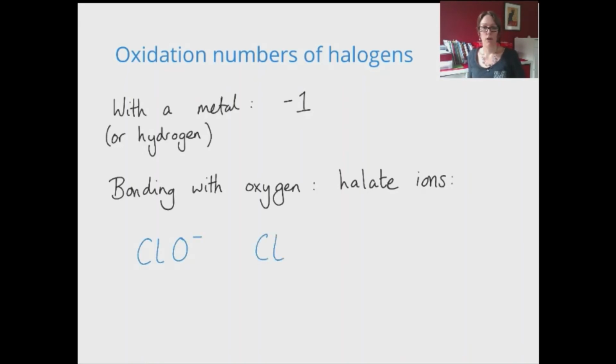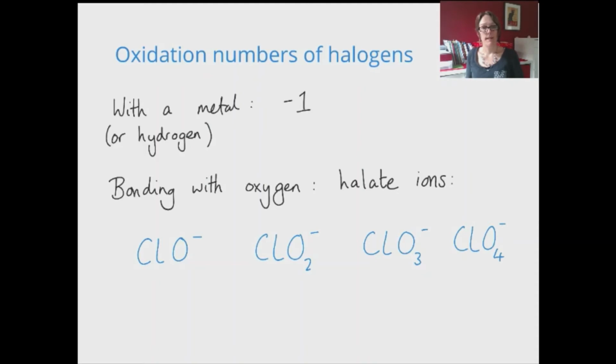Another wording on -ate always means negative as well. Okay, so there are no -ate ions that have positive charges. And if I write the formula here for the 4 possible halate ions that chlorine can form, we might be able to see some trends. So halate ions are always negatively charged.